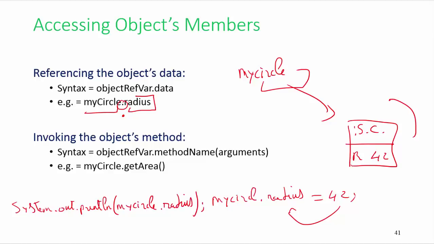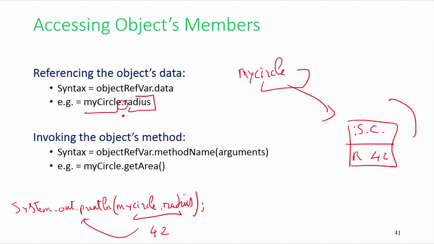Okay, so in that example, in the first example, we write the value 42 inside that radius field, inside that object referenced by the reference variable myCircle. In this example, we look at the radius value inside the object referred to by myCircle. We find the value 42, and we pass that as an argument to System.out.println so that it can display the value of that field inside that object. Okay, so that's accessing object members that are fields.